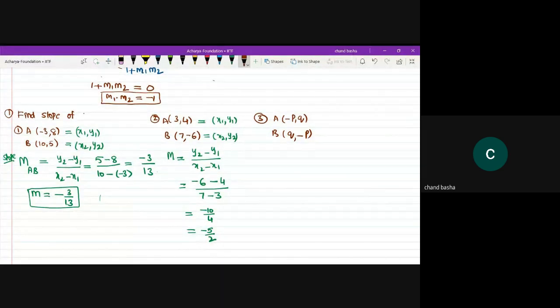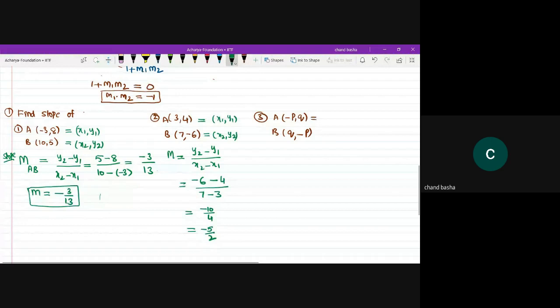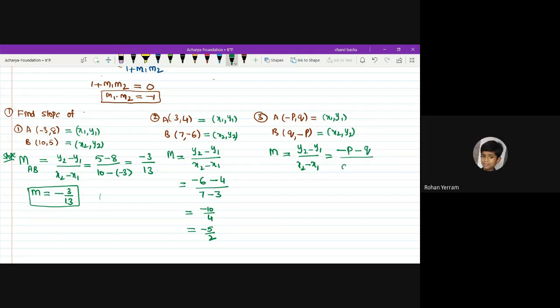Be careful. Between y1 and y2, there is a minus sign here. So we can take it as x1 comma y1. First coordinates will be x1 comma y1. Second coordinate, I can take it as x2 comma y2. If I am finding the slope of these two line segments, that is y2 minus y1 divided by x2 minus x1. This is the formula I have given to you. y2 minus y1 means, is it minus p? y2 value q minus minus p.